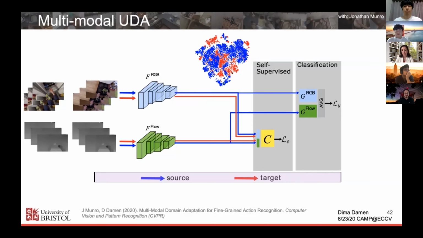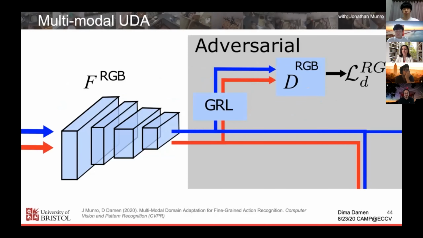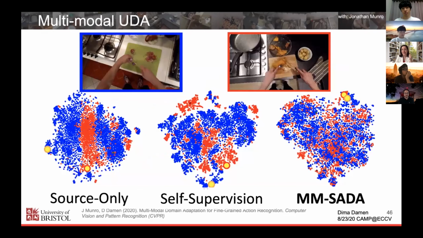To achieve alignment, then we rely on the adversarial solution. So we say you now no longer should be able to distinguish where the footage is coming from, and this is being done by a gradient reversal layer. So you kind of remove any information that allows this adversarial classifier, this domain classifier. And you do the same for the other modality. So you have a domain classifier for RGB and a domain classifier for flow. This combination achieves now this overlap.